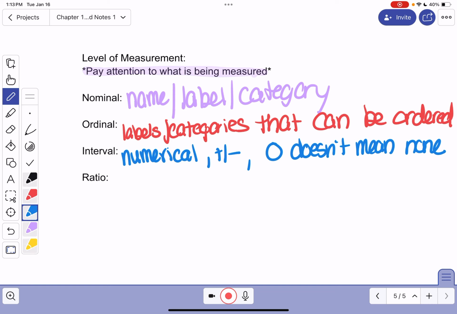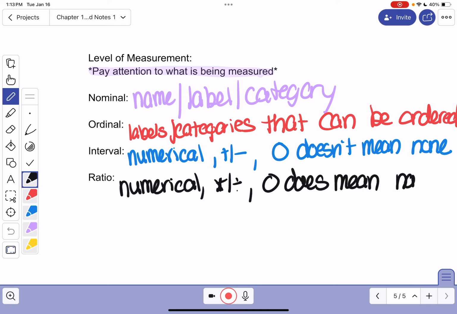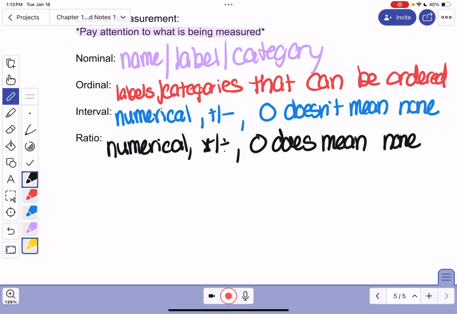And then the last one is ratio, which is also numerical. This time, the numbers are going to be compared with multiplying and dividing, and 0 does mean none. So if we're talking about rain, 0 inches of rain means we got no rain. There's no negatives in ratio because 0 is nothing. Okay? So let's look at some.